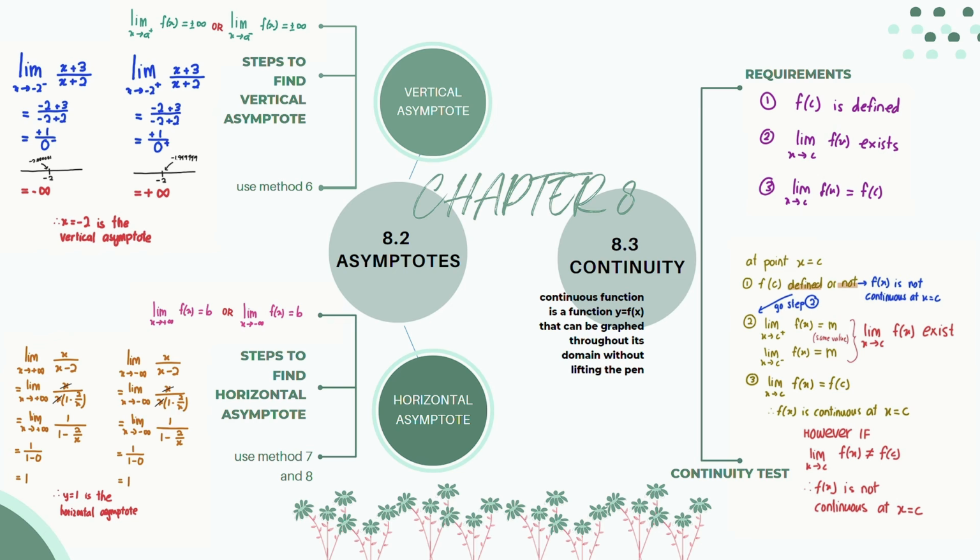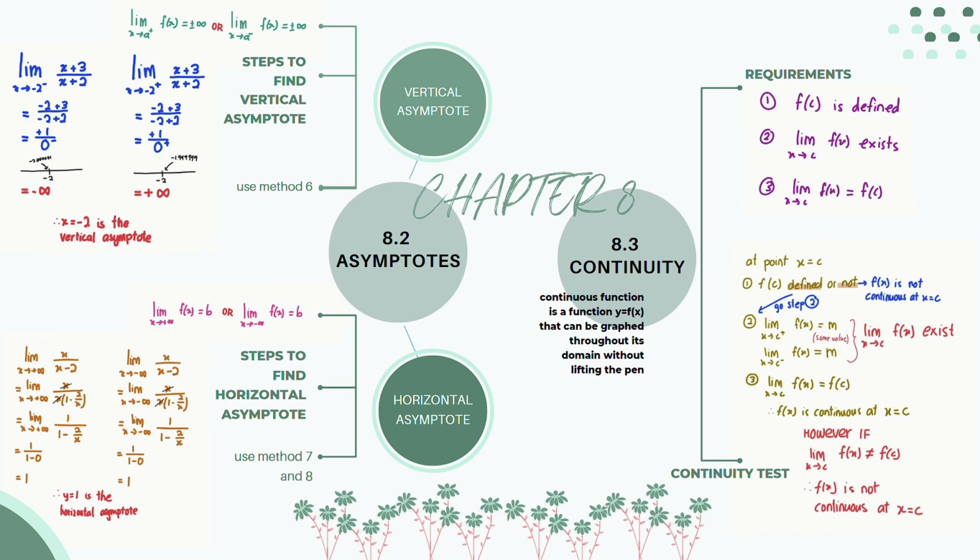Moving on with the horizontal asymptote. So we know that line y equal to b is a horizontal asymptote of the function if either the limit x approaching the positive infinity and limit x approaching negative infinity of the function is equal to the same value that is represented by b.